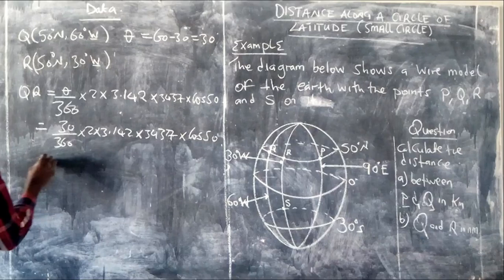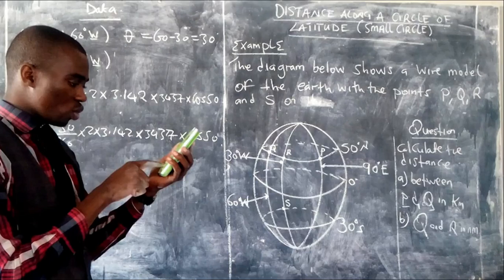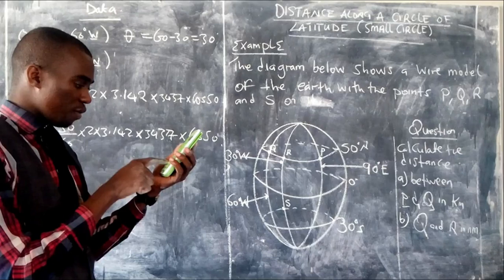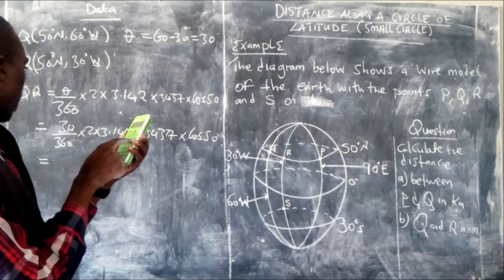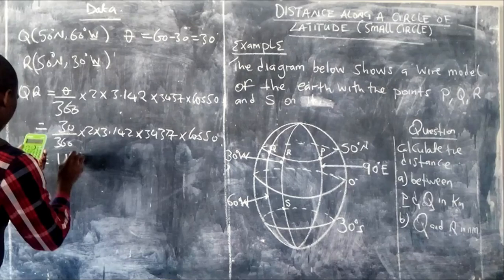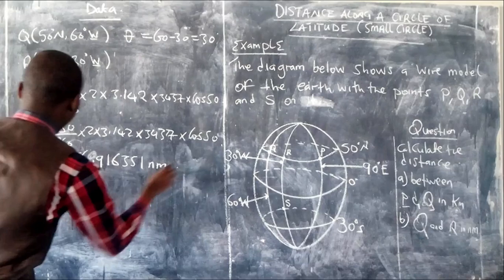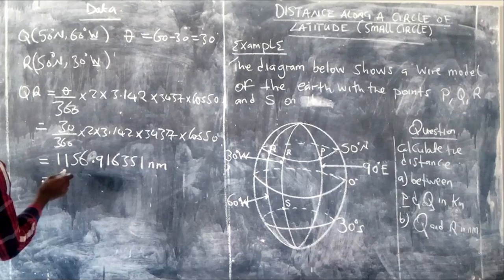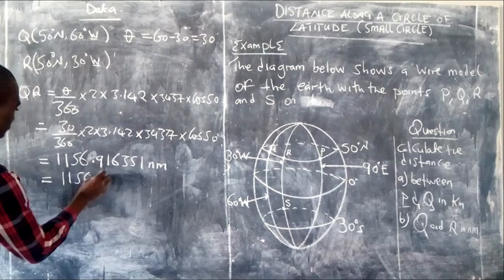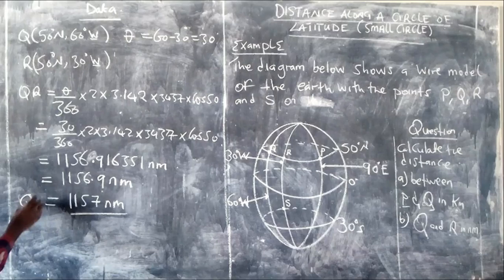Okay, so we can evaluate this using our calculator, which is 30 over 360 multiplied by 2 multiplied by 3.142 multiplied by 3437 multiplied by cos 50, and this is going to give us 1156.916351 nautical miles. We can round this off to 4 significant figures, so we can write it as 1156.9 nautical miles, or you can say it's 1157 nautical miles. Both of them will be correct. So that is how you deal with the distance along the circle of latitude.